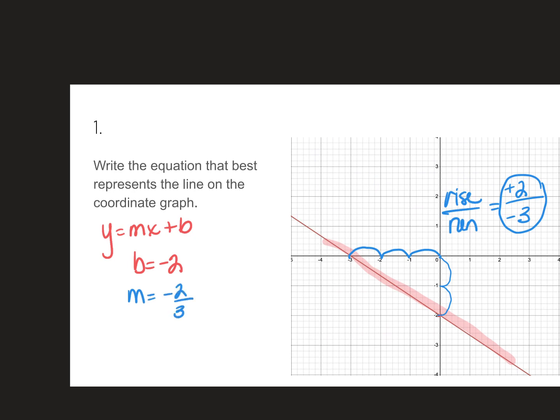And you're ready to plug it in. So y equals -2/3 x. X and Y always stay there. Our y-intercept is negative, so -2. And that's it.